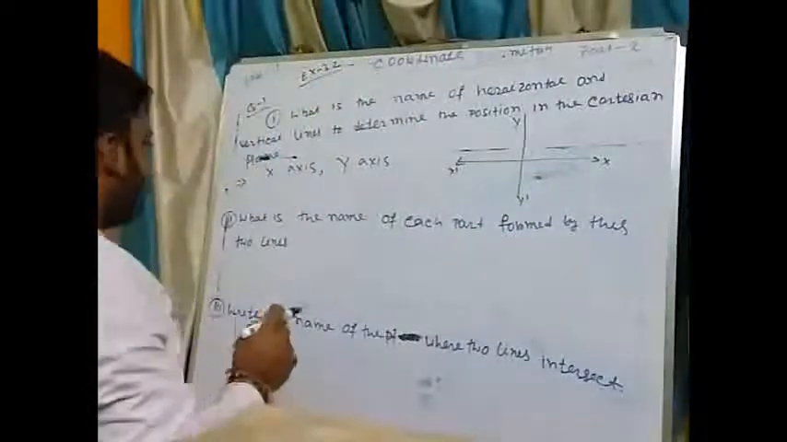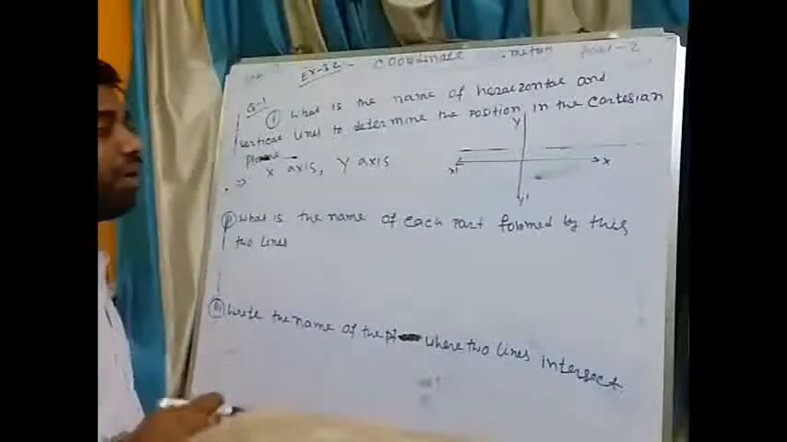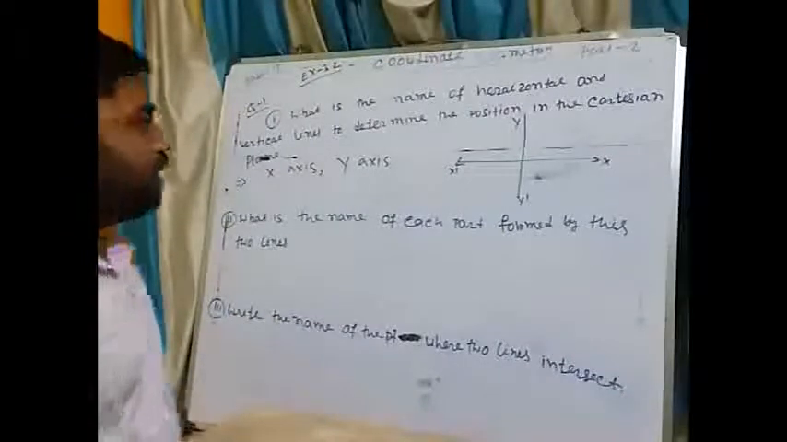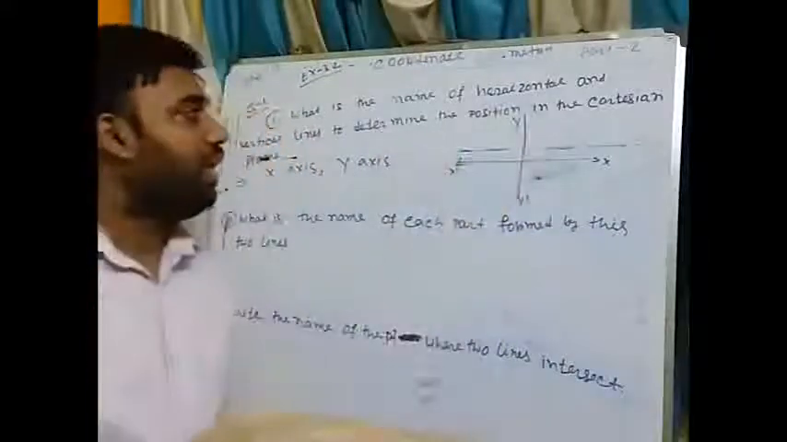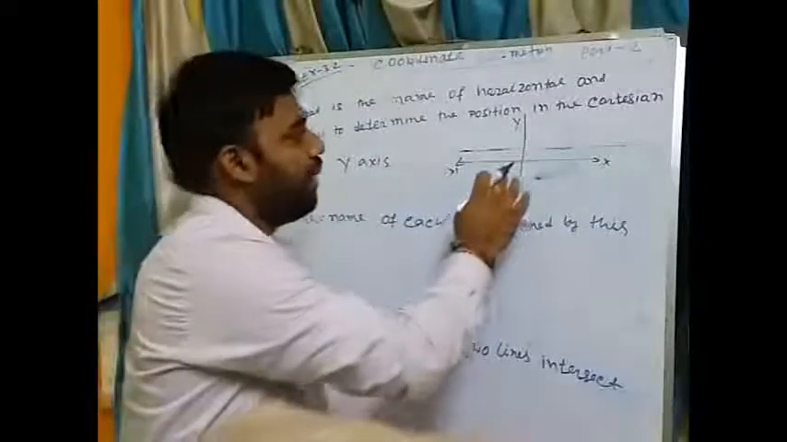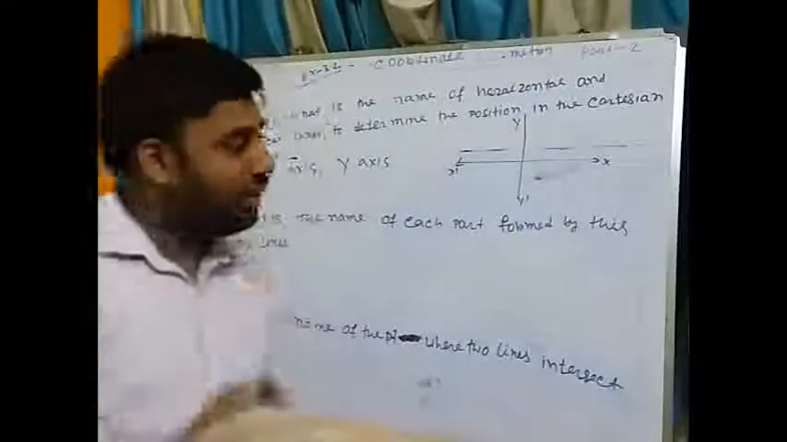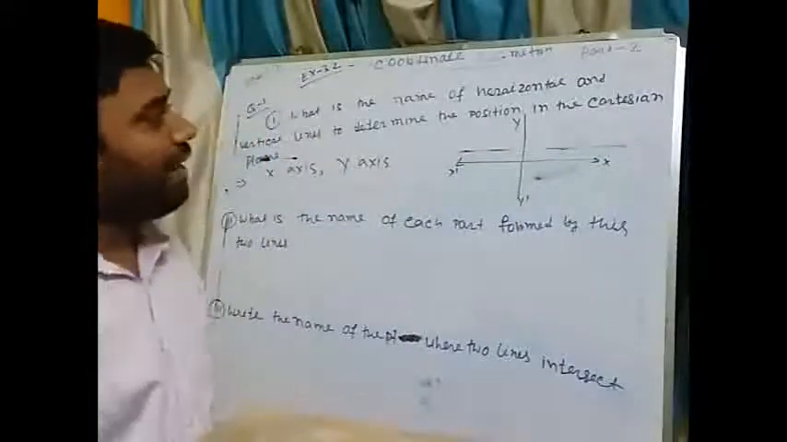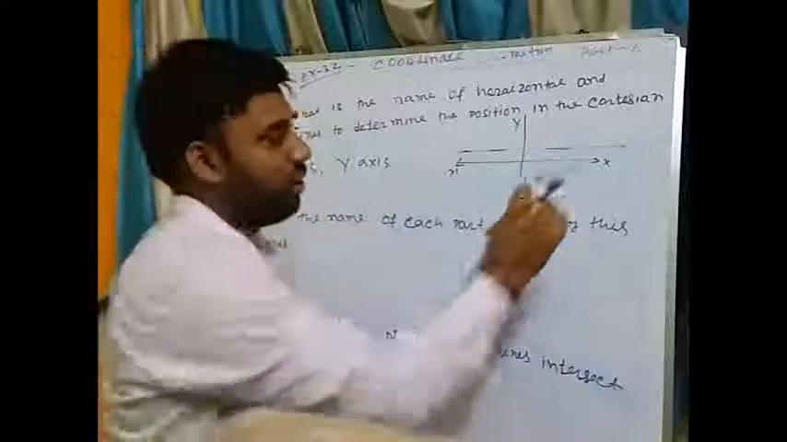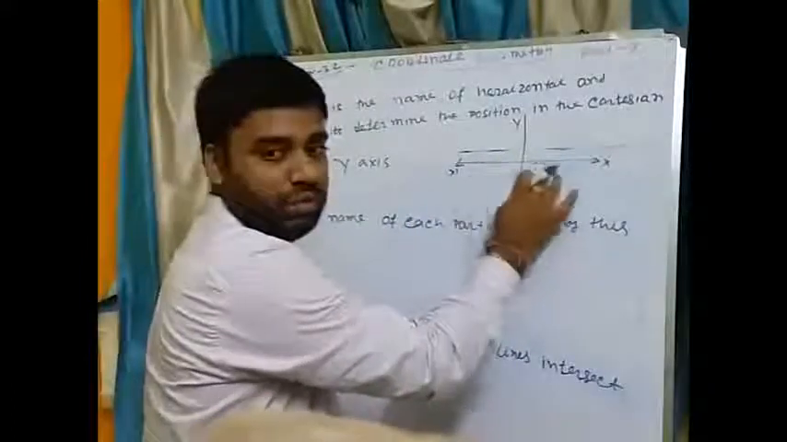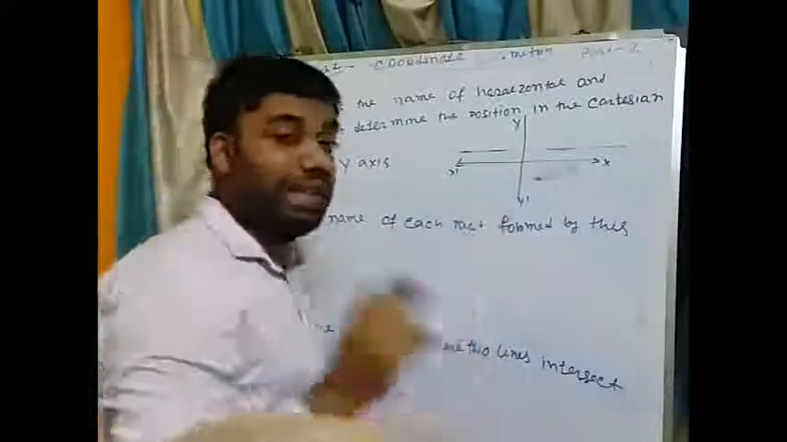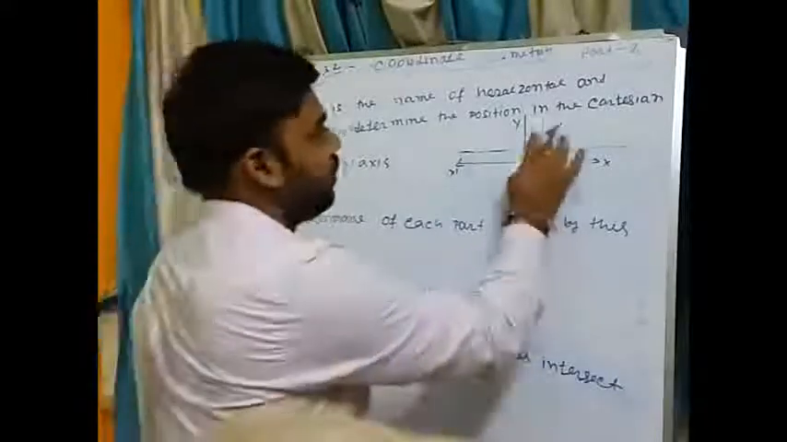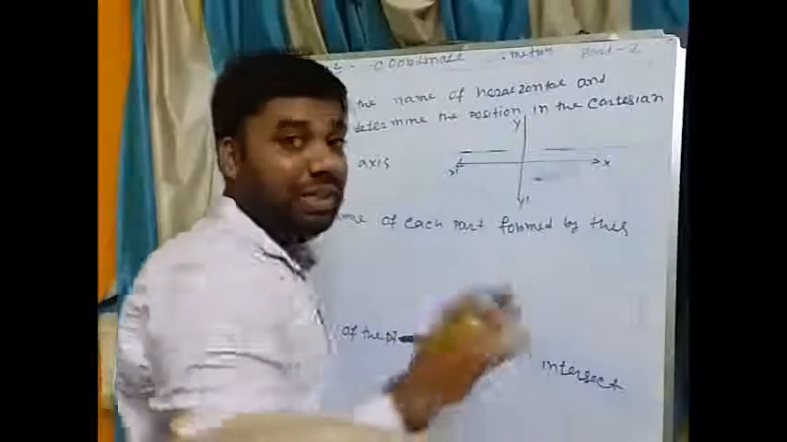Next question, what is the name of each part formed by these two lines? That Cartesian plane is divided by these two lines, and these two lines divide the Cartesian plane into 4 parts. 1, 2, 3, 4. 4 equal parts. All these parts are equal.